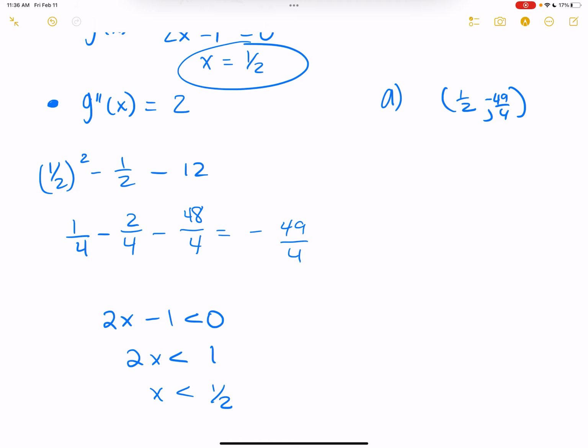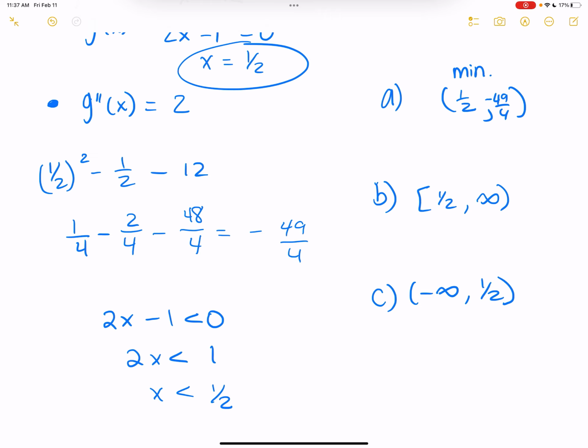So this is helping us find where it's increasing and decreasing. B wants increasing, so it's increasing after this. So it's increasing from 1/2 to infinity, and it's decreasing from negative infinity to 1/2. Since it's decreasing and then increasing, that shows us that it's a minimum at 1/2 and negative 49/4.